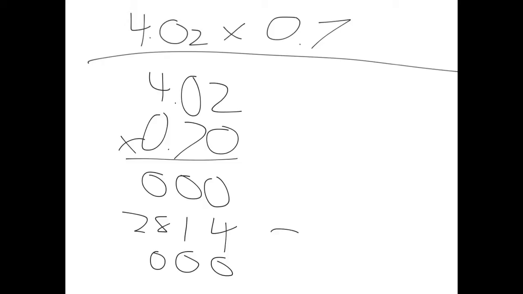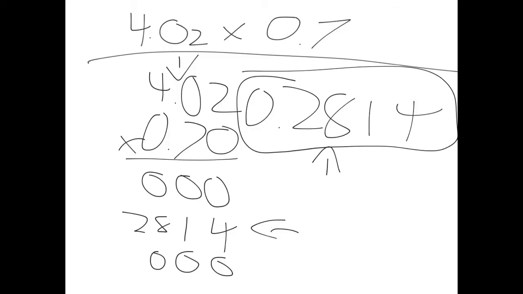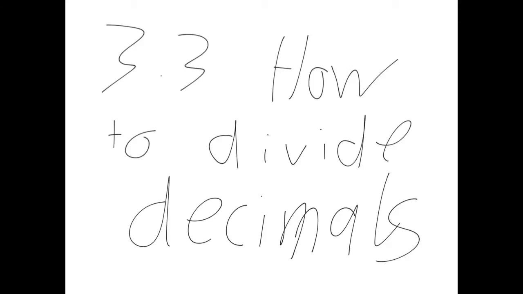So then this is your answer, 2814. But then you have 2 decimals to the right over on these numbers, so you have 4 over to the right. So you have to put this number 4 over to the right. The decimal has 4 numbers behind the decimal here. So then it becomes 0.2814.